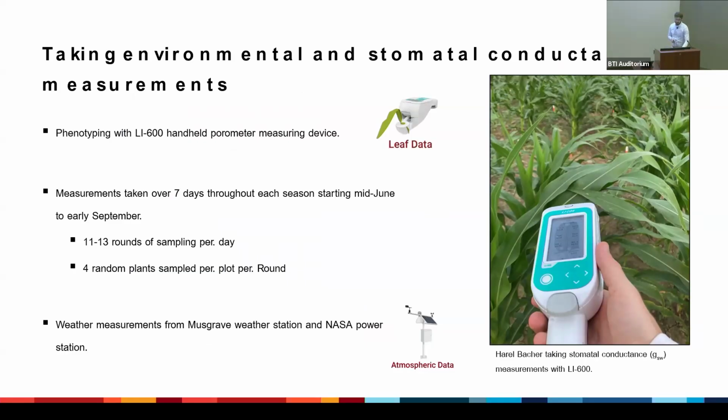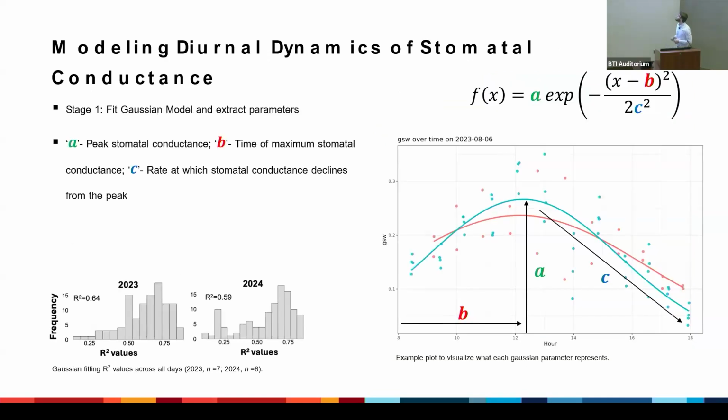Relevant environmental data was collected from both the Musgrave Research Weather Station as well as NASA's POWER station. These data were then used to conduct a 2-stage statistical modeling of what the differences in stomatal conductance between genotypes, alleles, and days are. So that's stage 1. Stage 1 is fitting to Gaussian parameters. We do this to derive Gaussian parameters A, B, and C. These ABC parameters tell us a lot more information.